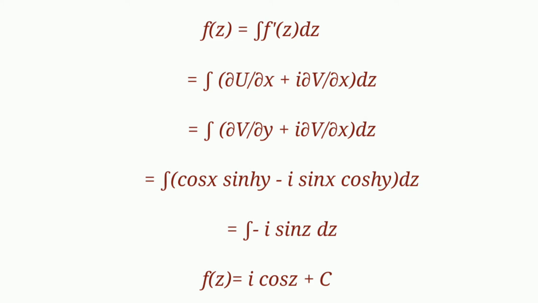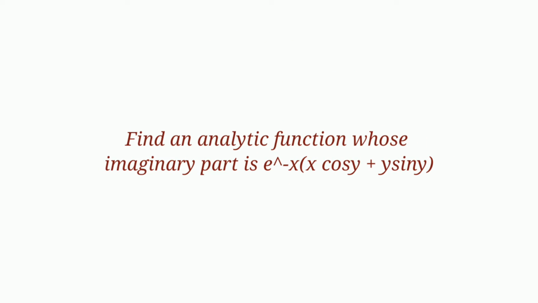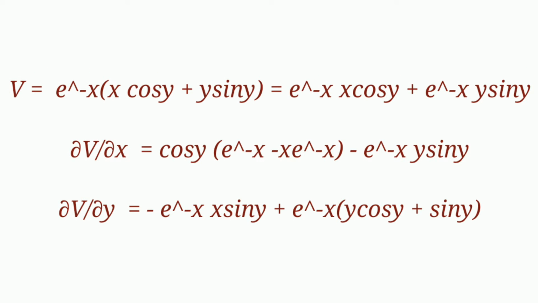Question is, find an analytic function whose imaginary part is e^(-x) into (x cos y plus y sin y). Here v is given. For the convenience of differentiating v partially with respect to x and y, we have to open the bracket. So we can write v as e^(-x) into x cos y plus e^(-x) into y sin y. Next, we have to find the partial derivatives of v with respect to x and y.